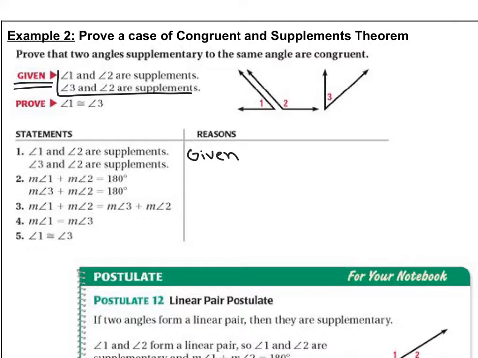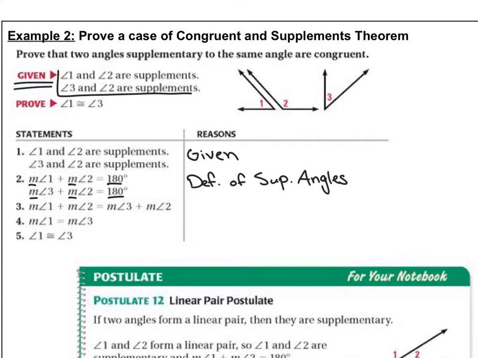Okay, next for 2, we said that 1 and 2 are supplements. So we say that the measure of angle 1 plus the measure of angle 2 is 180. 3 and 2 are supplements, so then we say that the measure of angle 3 plus the measure of angle 2 is equal to 180. That's just the definition of supplementary angles. We know that supplementary angles are two angles that add together to make 180 degrees. So because we now say their measures add together to equal 180, that's simply the definition.